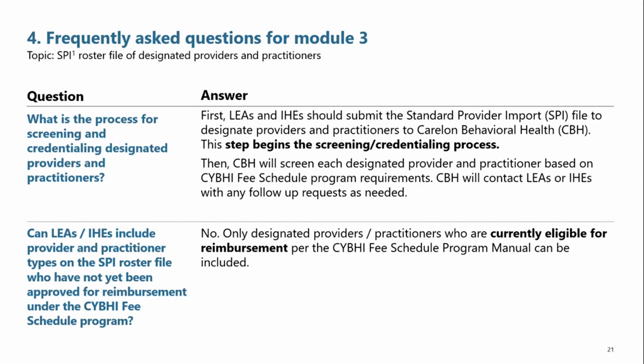Can LEAs or IHEs include provider and practitioner types on the SPI roster who have not yet been approved for reimbursement under the CYBHI Fee Schedule Program? No. Only providers and practitioners who are currently eligible for reimbursement per the CYBHI Fee Schedule Program Manual should be included on the SPI file. Adding unapproved provider types can delay onboarding and claims processing. When in doubt, check with DHCS or Carillon Behavioral Health before listing a new provider type.